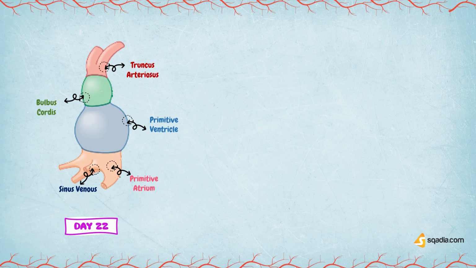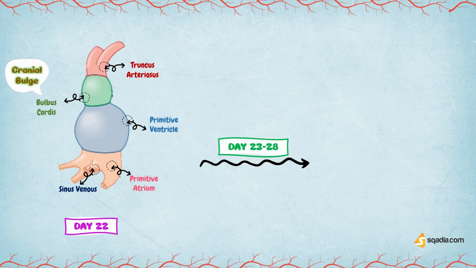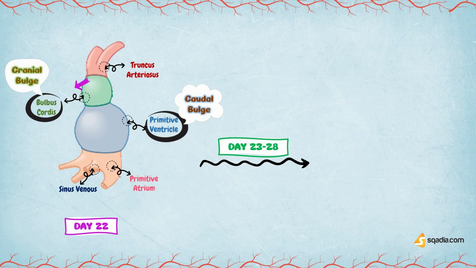The heart tube begins to bend at 23 days and stops at 28 days. And this heart tube develops two bulges. The cranial bulge is called the bulbus cordis, and the caudal one is the primitive ventricle. Bulbus cordis will bend in this direction, while primitive ventricle will move in the opposite direction.